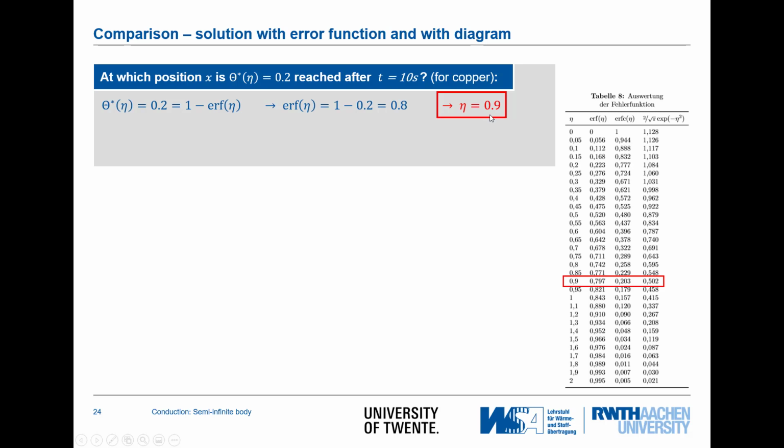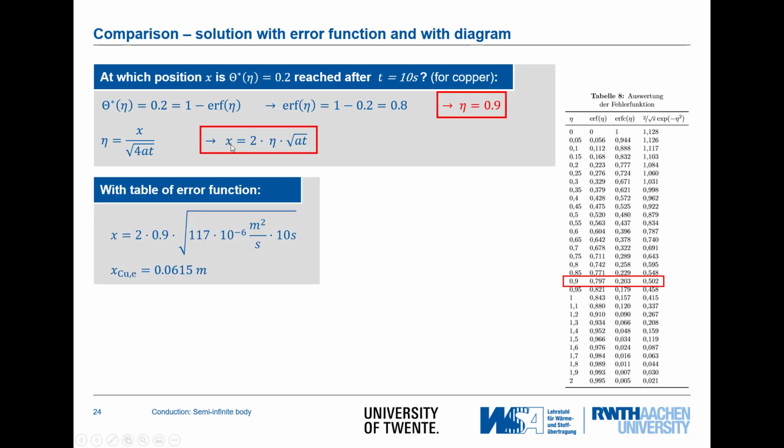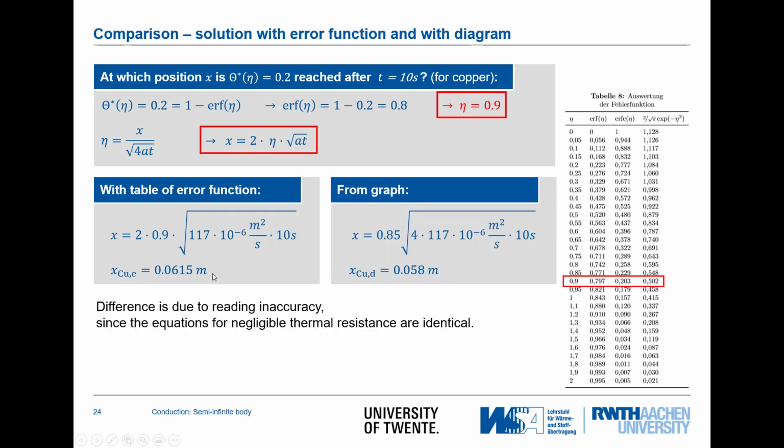From our readings, we had 0.85, so there's a little difference. And with that, our penetration depth x here is equal to 6.15 centimeters. As mentioned before, from the graph, we had the value of 0.85. That's from reading. And so there's a slight difference in the penetration, but this is due to a slight reading inaccuracy. And I think it's quite fair because it's not so easy to read this diagram. So the values are quite close to each other.